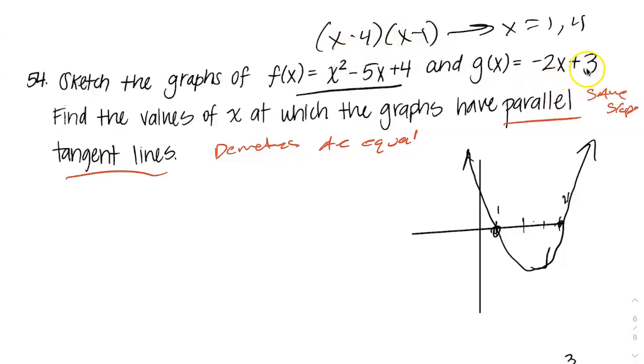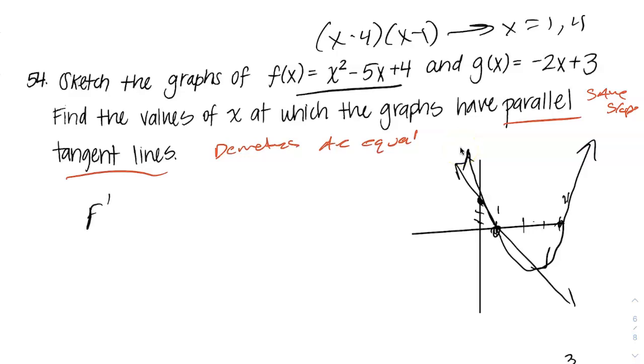And then negative 2x plus 3 is a line with a y-intercept of 3 and a slope of negative 2, so down 2 over 1. So something like that, and we just want to figure out when the derivatives of these have the same slope. So let's do it mathematically.